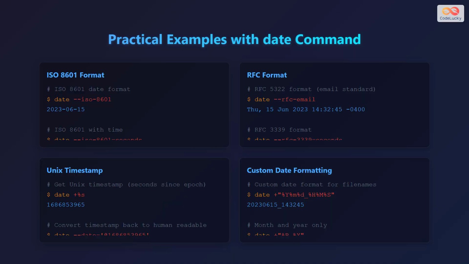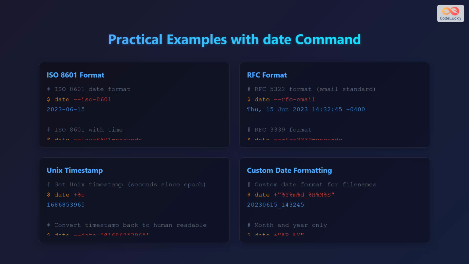Let's look at some practical examples of how to use the date command with different formatting options. First, to display the date in ISO 8601 format, use the command date --iso-8601. This will output the date in the format year, month, day. To include the time in ISO 8601 format, use the command date --iso-8601=seconds. This will output the date and time, including seconds and the time zone offset.